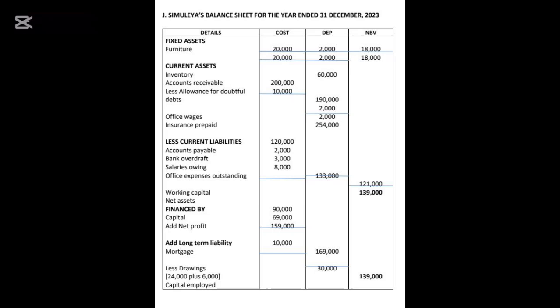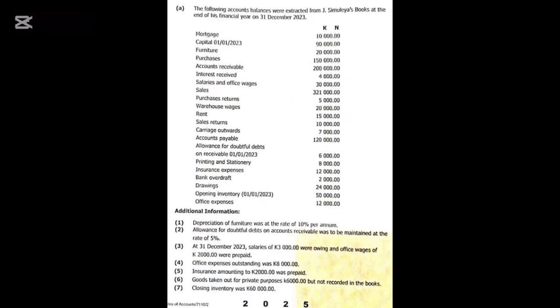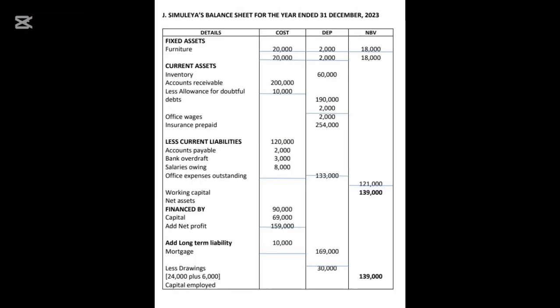Then we have office wages. Office wages 2,000 were prepaid. So any prepaid amount is treated as a current asset to the business. If you prepaid something, you pay in advance to someone, that amount is treated as a current asset, so it is included there. Then also insurance prepaid, like I said, it should be treated as a current asset. Upon adding the current assets, you should get 254,000 there.